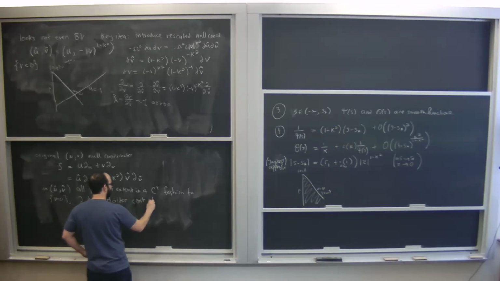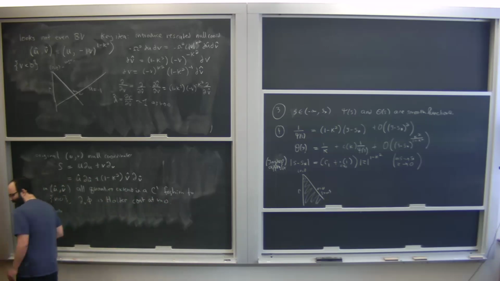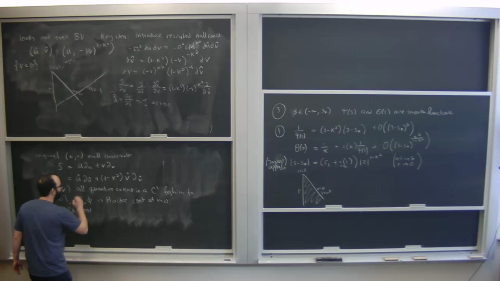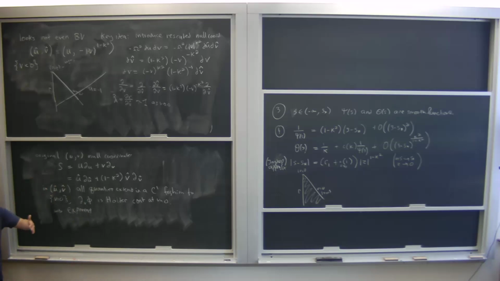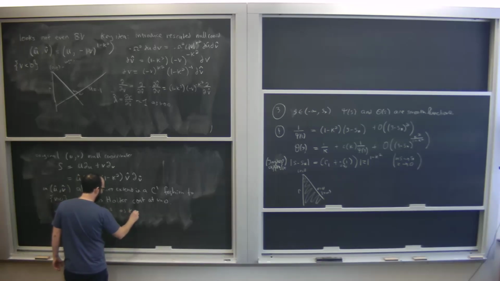Will be Holder continuous at v equals 0, and the exponent, I don't know if I wrote down the formula for it. Oh no, I didn't. That's annoying. I forgot to write down its Holder exponent. Well, to keep things simple, let's just imagine k is very small. The Holder exponent is certainly like k squared as k goes to 0.